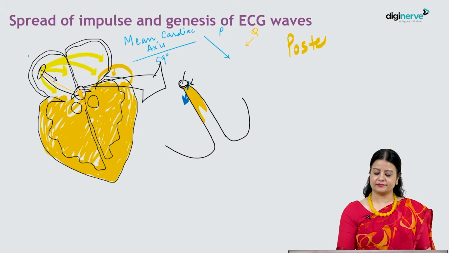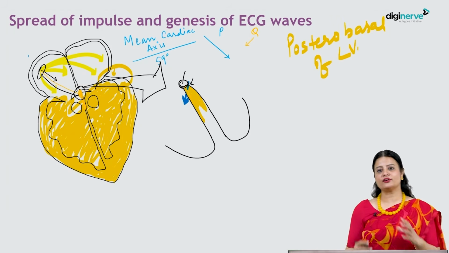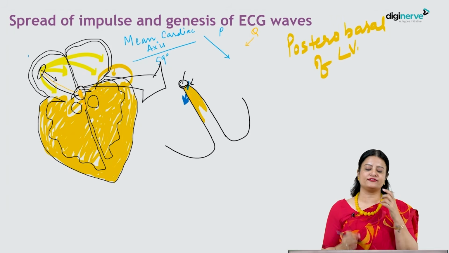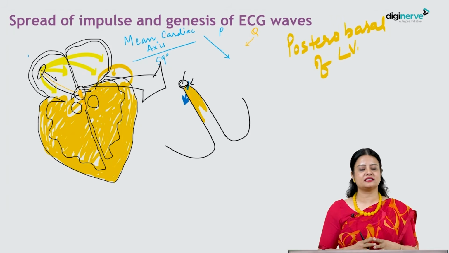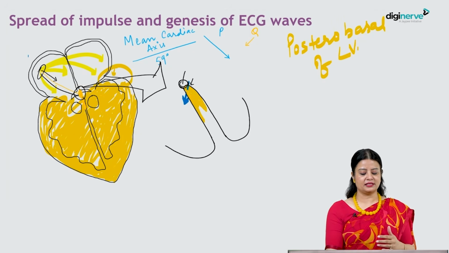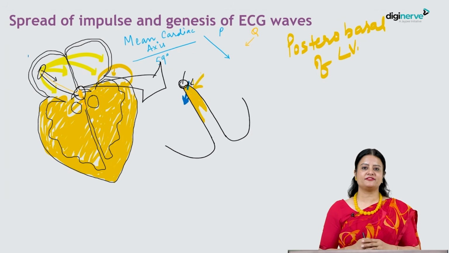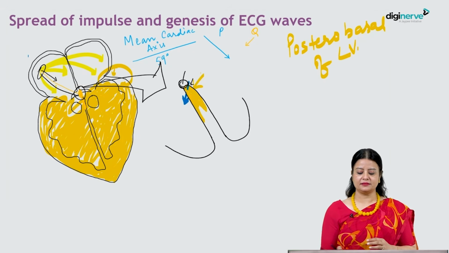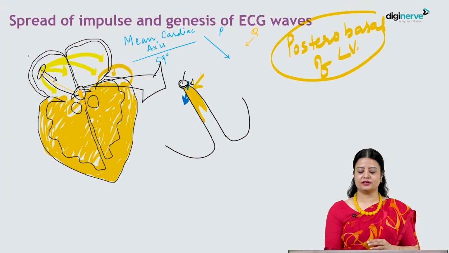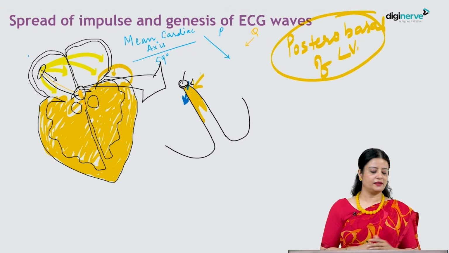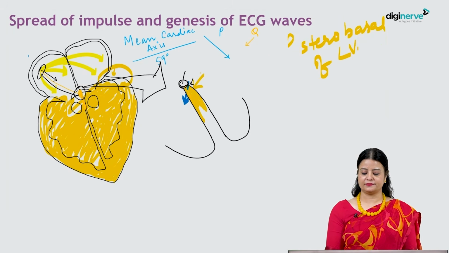posterobasal part of the left ventricle. So if you get a question that what is the first part to get depolarized in the ventricle, that would be the left side of the interventricular septum. The last part to get depolarized is the posterobasal part of the left ventricle.